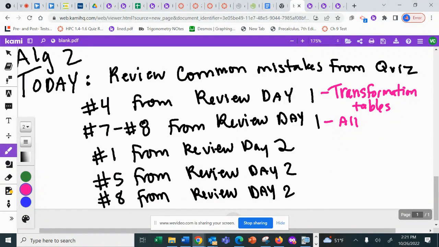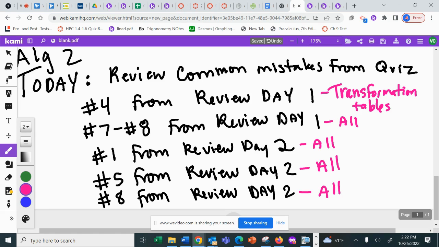All day 2 stuff. Number 1 from review day 2, I need everybody to pay attention to. So if you don't have review day 2 handy, make sure it's out and ready to go. The thing I'm going to show you for number 1, that's everybody. Number 5 probably would be a good idea for everybody. Number 8, I'm not going to do the entire question. I'm just going to explain something. I would say everybody. All right.